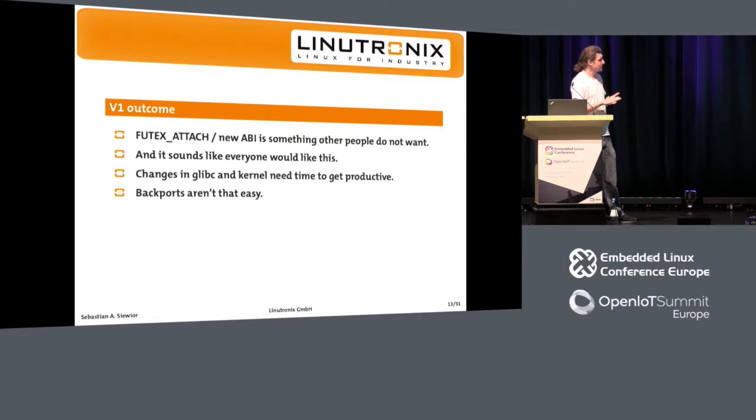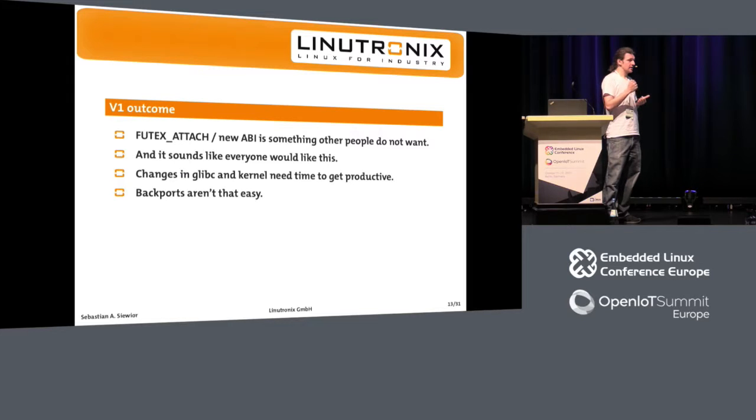The result was that people didn't like it at all, mostly because we changed the ABI and the user of the pthread mutex had to distinguish: am I special, do I use this attach, or is it not required? We tried to explain when it's needed and when not, but it came down to neither Linus nor the glibc folks agreeing on it. Another thing is that we had changes in the kernel and we required changes in glibc. When you want to get users to use it, it's hard, because they need to backport the kernel and they need to backport the glibc. And the glibc part, where you have to backport and replace it, seems tough.